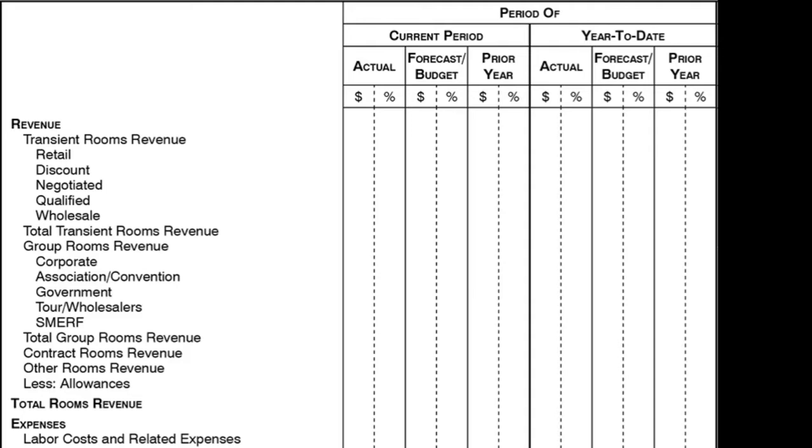Let us talk first about the transient room revenue. So what is transient room revenue? Transient room revenue is also called FIT revenue, which stands for frequent independent travelers. This revenue is divided into different segments based on how and at what rate it is generated.